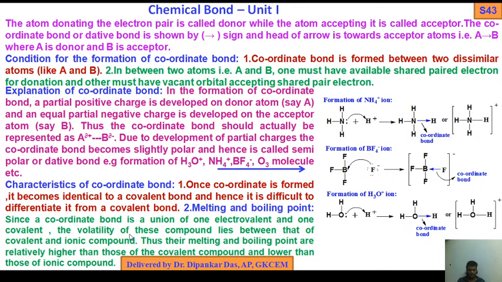Thus, their melting point and boiling point are relatively higher than those of the covalent compounds, but lower than those of ionic compounds. So, in case of coordinate compounds, their melting point and boiling point are higher than covalent compounds, but lower than ionic compounds. Next, move on.